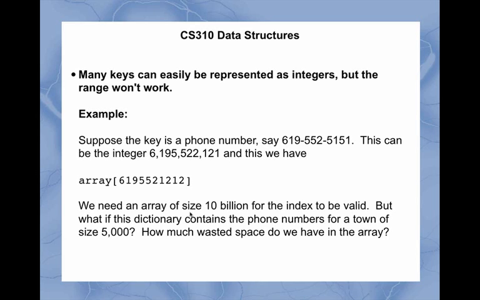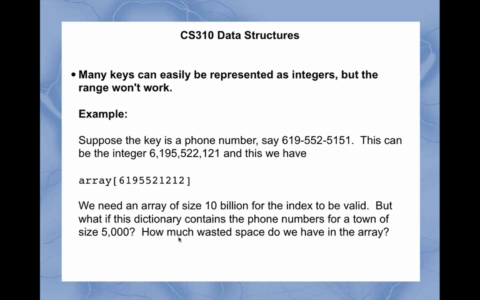So basically, any key can be represented as an integer. But even if you have integers, very often the range won't work. As an example, suppose the key is a phone number, such as 619-552-5151. This can be the integer value 6,195,525,151 and so on. Then we would have this as the index into our array. But if we do this, we need an array of size 10 billion for this index to be valid. So already we have a problem.